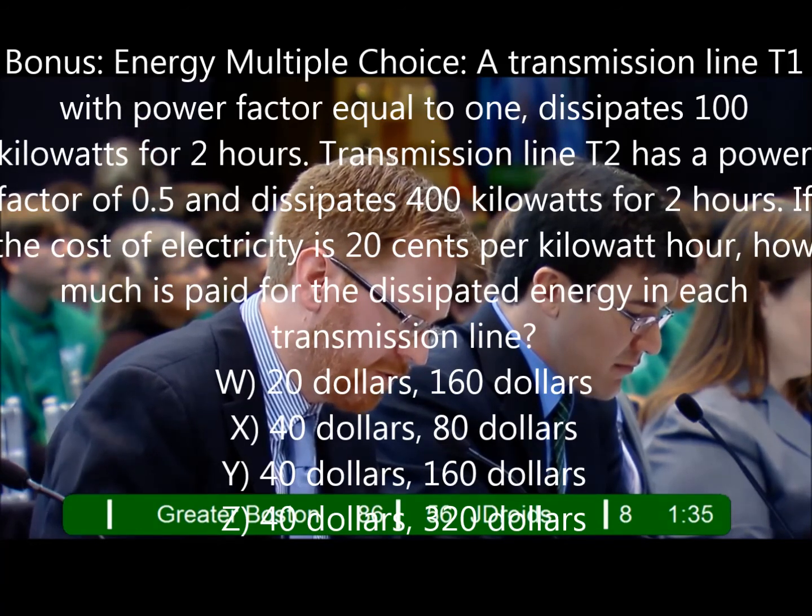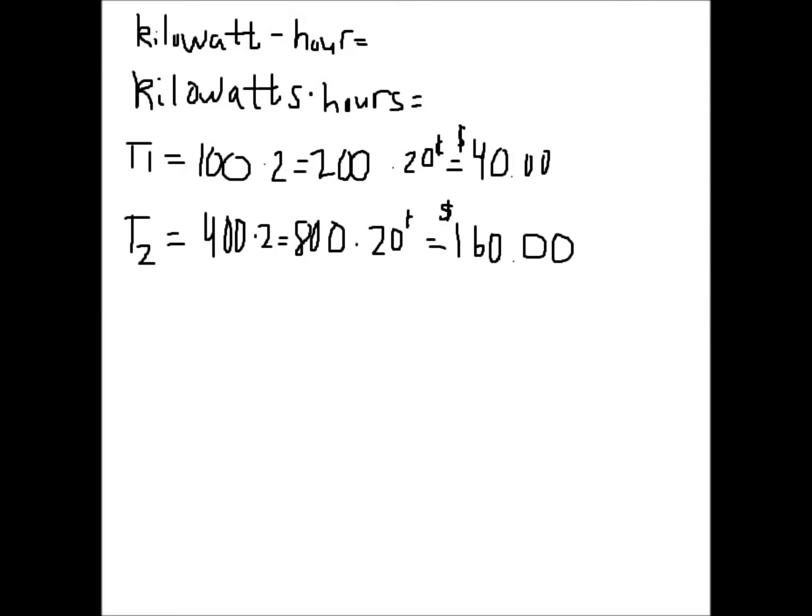Z, $40 and $320. So this one, they're purposely trying to mess you up by putting the power factor in there when it really has no effect on the outcome. You would think you would have to multiply your final answer by 0.5 because the power factor is 0.5, but really it has no effect. So what you're going to do is make a kilowatt hour by multiplying your kilowatts and hours, and then finding the price by multiplying by that 20 cents per hour cost they give you. And so you come out with 40 and 160.